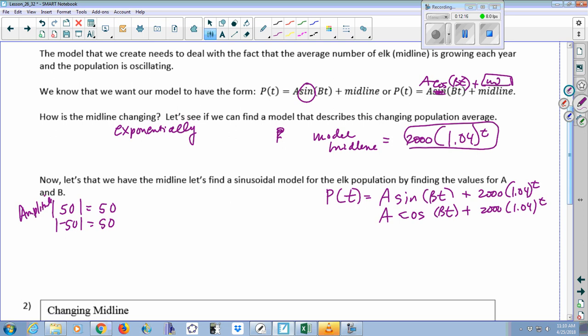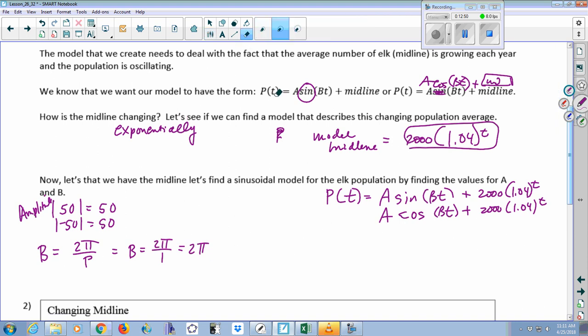What else do we have to find? We have to find the value of B here. So the value of B is equal to 2 pi over P. So how is our animal population? What's the cycle? Low in the winter, high in the summer. What's going to be our cycle? How many months? 12, or a year, right? So we could say B is 2 pi divided by 1 year. So B is 2 pi. So we got that part.